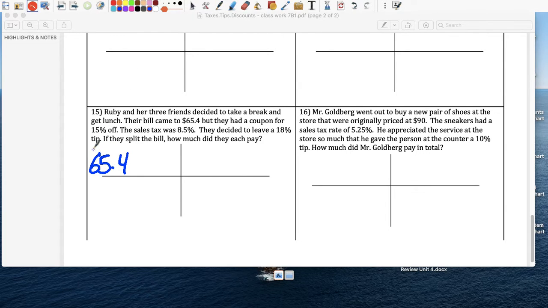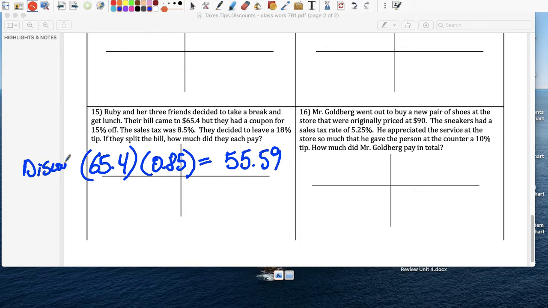Well, that's $65.40. Let's do the discounts first. So 15% off means we still have to pay for 85% of the meal. So 65.4 times 0.85 brings our total to $55.59. Now we've got to pay tax. So this is the discount, and the tax is going to be applied on $55.59. Okay, so don't forget, that's important here.